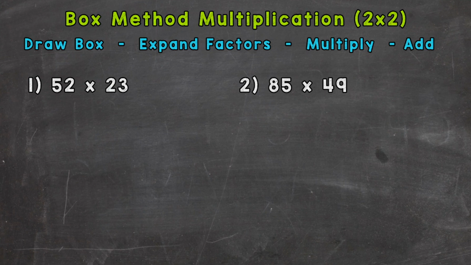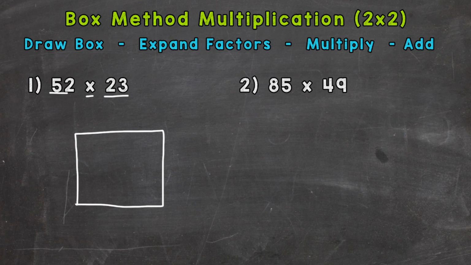In this particular video, I'm going to be multiplying two-digit numbers by two-digit numbers. So let's jump into number 1, where we have 52 times 23. And the steps that we're going to use in order to solve this are at the top of your screen. The first step, we need to draw our box. So for number 1, we're going to want to draw a square. And we're drawing a square because we have a two-digit number multiplied by a two-digit number. So both of our sides can be the same length or around the same length.